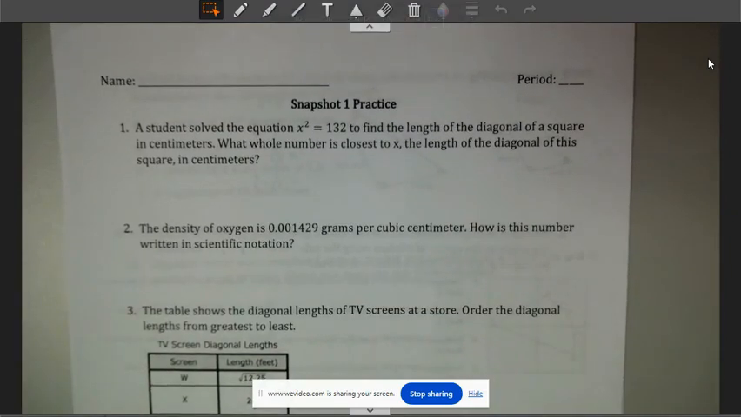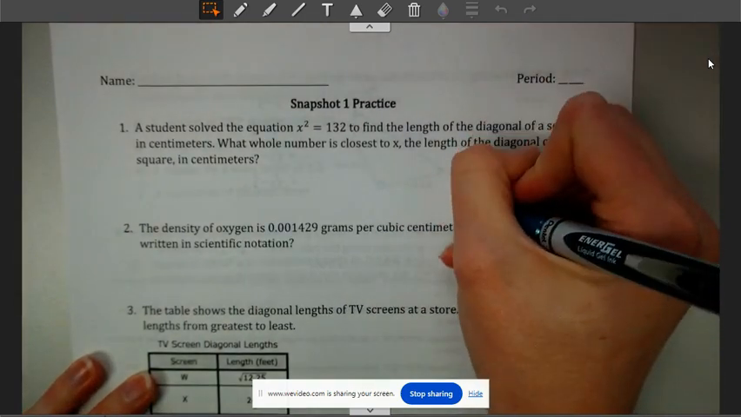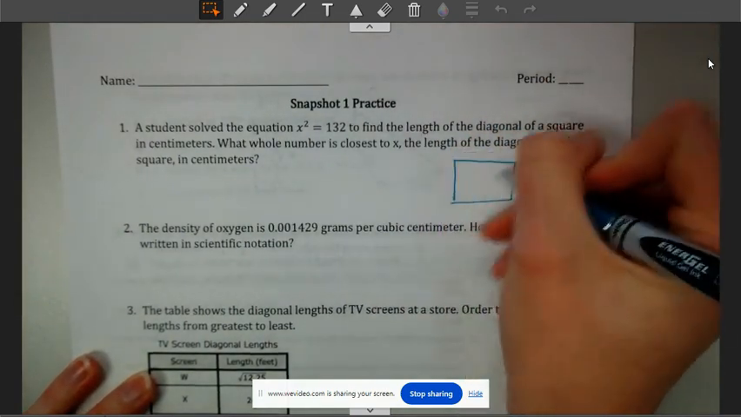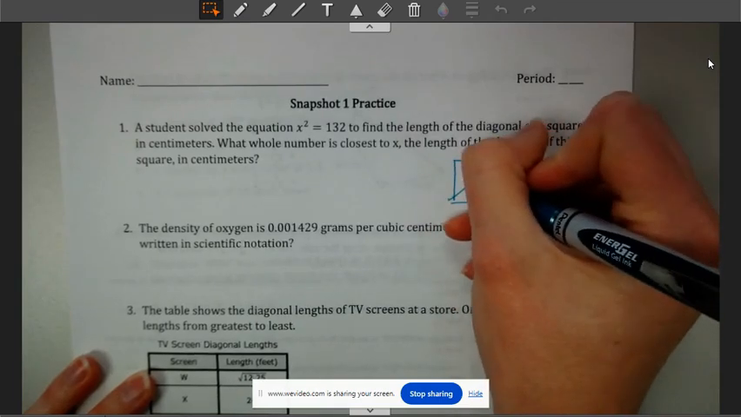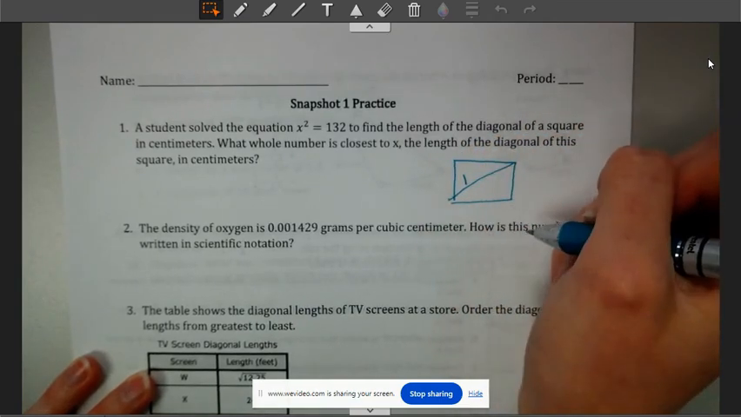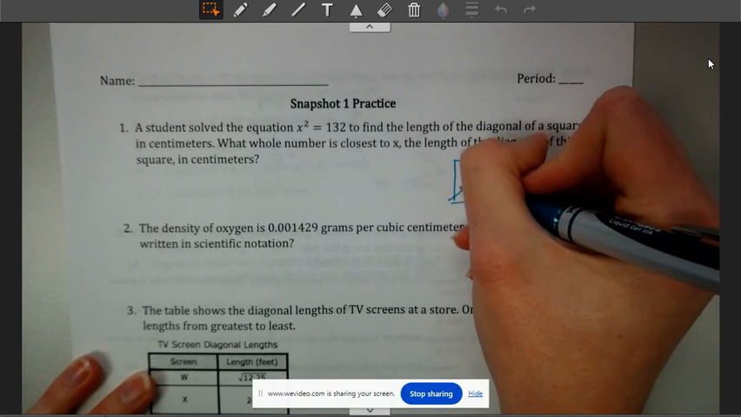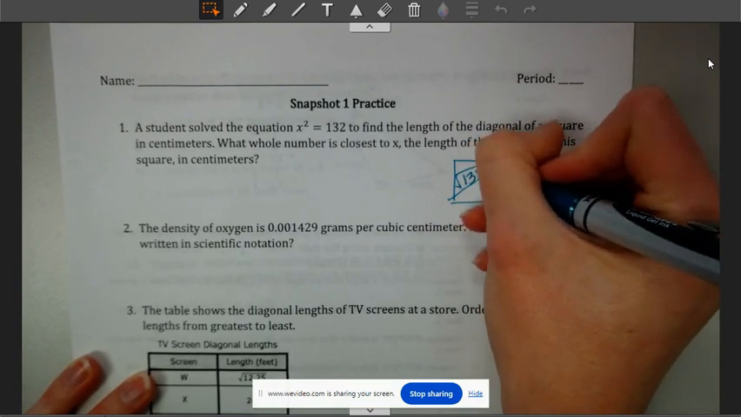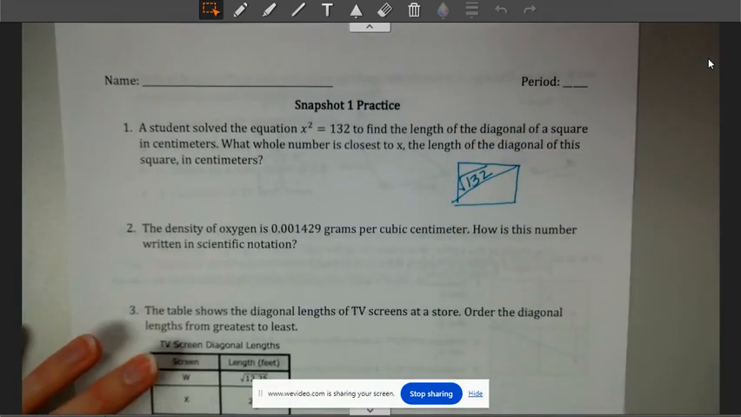All right, so a student solved the equation x squared is equal to 132 to find the length of a diagonal of a square in centimeters. What whole number is closest to x, the length of the diagonal of the square? Okay, solve the equation to find the length. So the diagonal of the square is going to be the square root of 132.